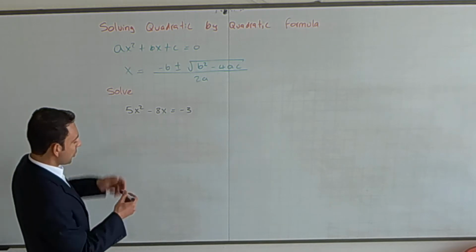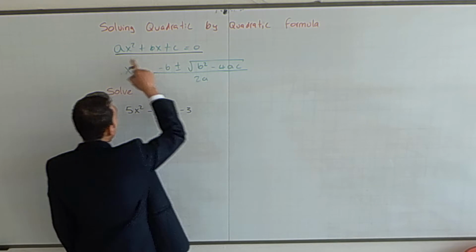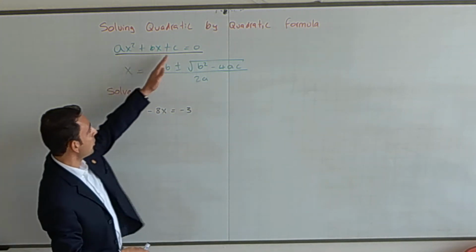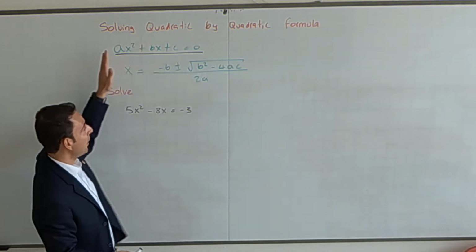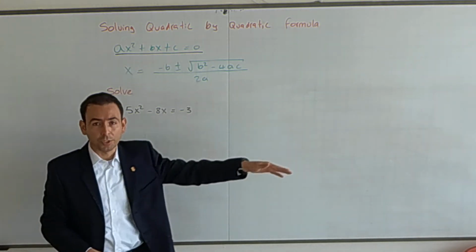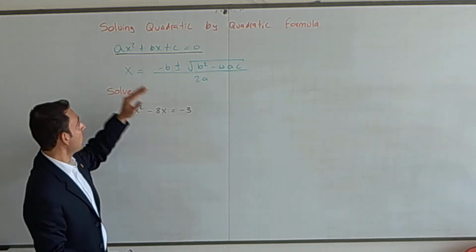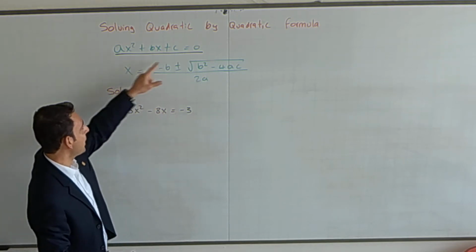Okay? Then let me start by clarifying that the quadratic equations must be in the standard form. Remember, the standard form is when the quadratic equation is equal to 0, when the whole polynomial is on the left and is equal to 0. That is the standard form. To solve a quadratic equation by quadratic formula, it must be in the standard form.